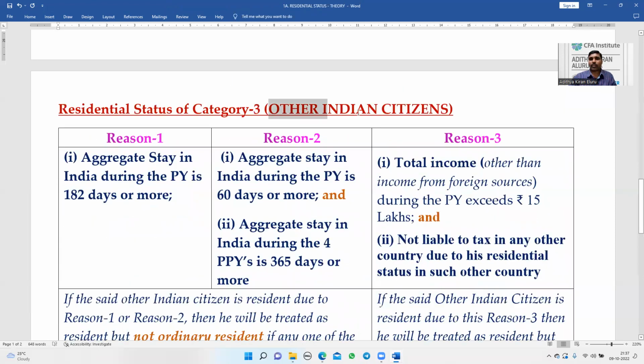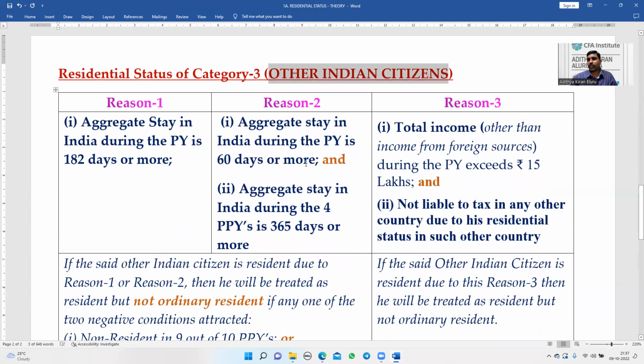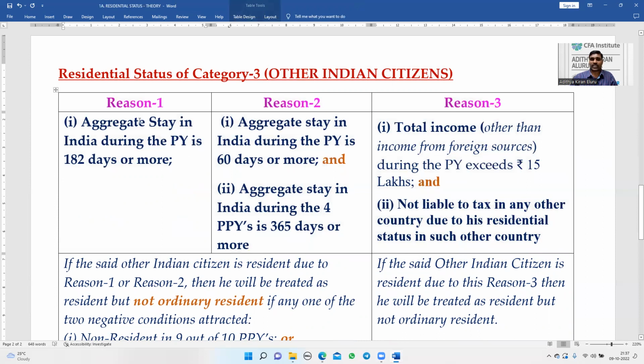And the third category of people: other Indian citizens, not a crew member of an Indian ship, not going outside India for employment, not coming on a visit to India. Other than these three, other Indian citizens. They can become a resident by satisfying any one of these three conditions.